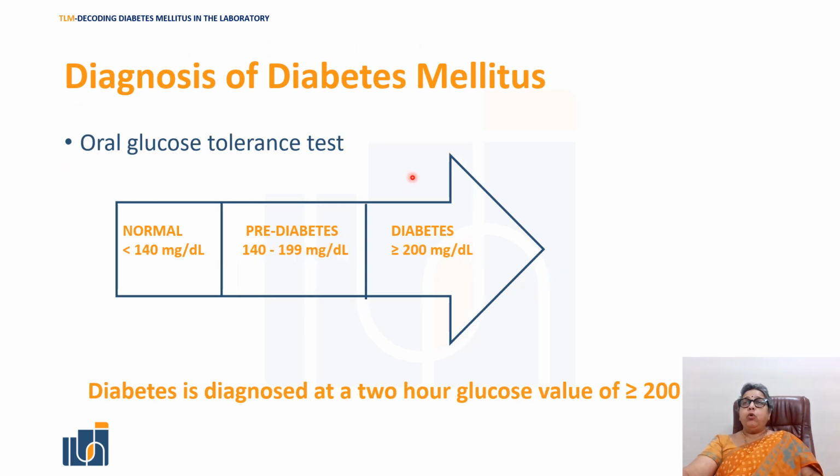Now we move on to the oral glucose tolerance test. I told you how we can do this test. So when you take your 2-hour sample, that is after you have administered 75 grams of oral glucose to the patient, and you take a 2-hour post-glucose sample, the normal should be less than 140 milligrams per deciliter. If you are between 140 and 199, you will be labeled a pre-diabetic, and a diabetic will be greater than 200 milligrams per deciliter. So a 2-hour glucose value greater than or equal to 200 milligrams per deciliter will be diagnosed as diabetes.